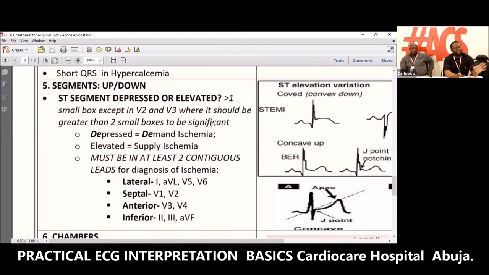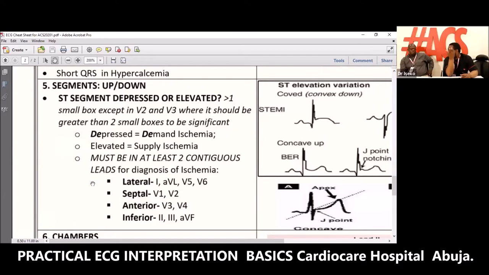Right, so now you have to cram these contiguous leads. Lateral leads: 1, AVL, V5, V6. And remember that you just need two. If two of them agree, the matter is confirmed. You have two witnesses, just like in court. For septal: V1, V2. Anterior: V3, V4. Inferior: 2, 3, AVF. If you write it and use it to read at least 100 ECGs, you will know it forever. You will not need to cram it again.